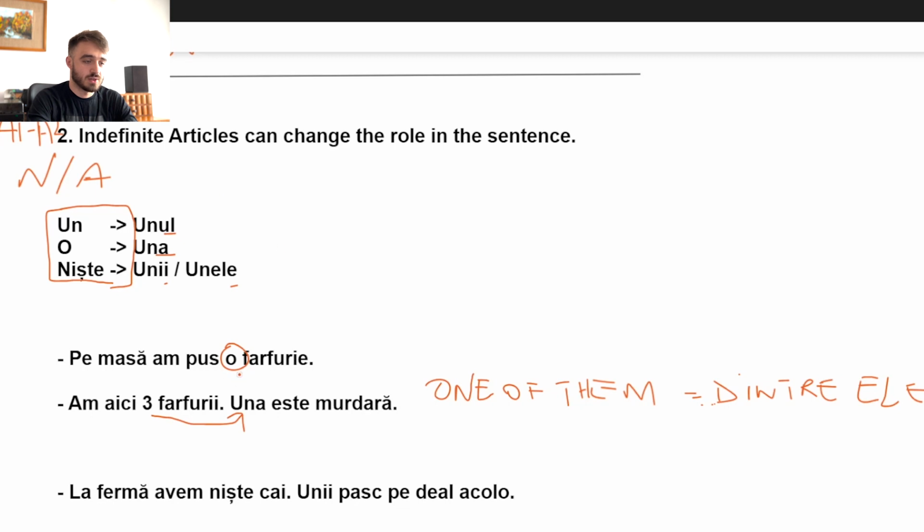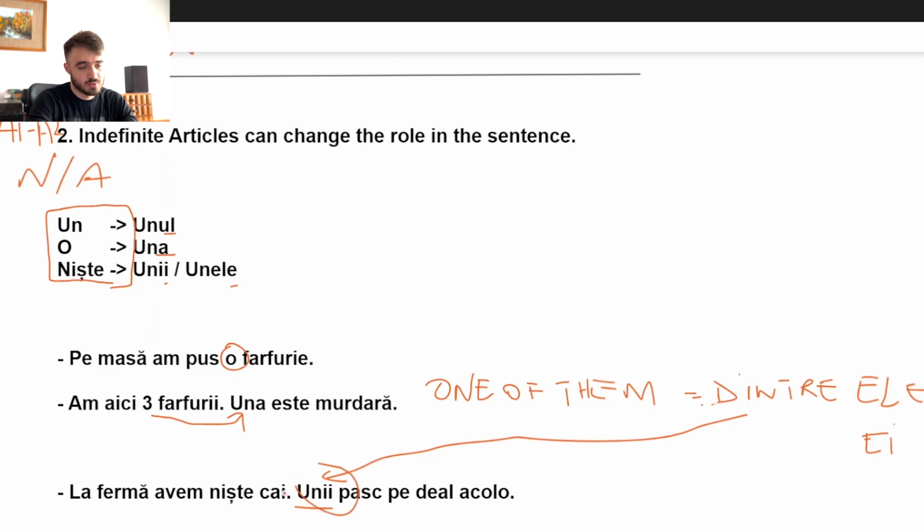So this is what happens here. You change the role, right? Instead of just having, you cannot have o este murdară. Yeah, let's get that straight away. You don't have o este murdară or another form of o. You have una. That's how you say that. Or the second example here, la fermă avem niște cai. Yeah, so on the farm we have some horses. This is the plural. Yeah, unii. And if you use this, it would be unii dintre ei. Yeah, this is just any of the two, depending on the gender.